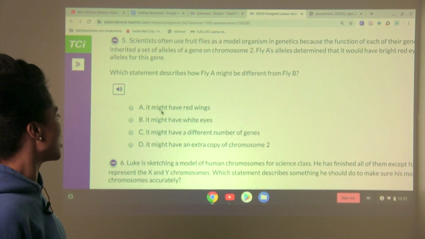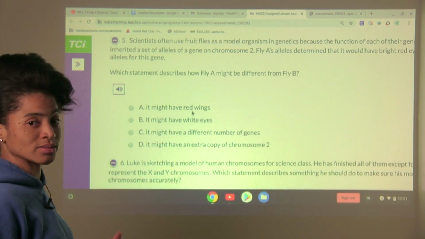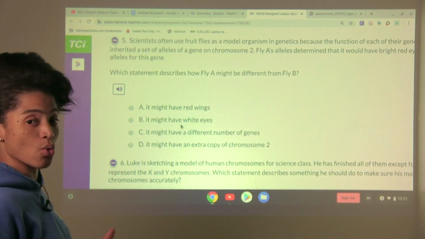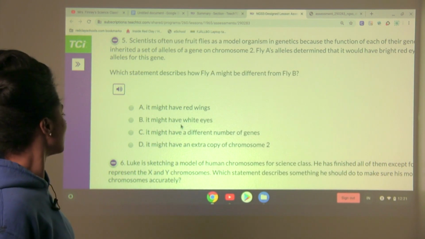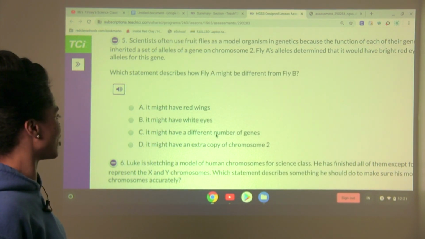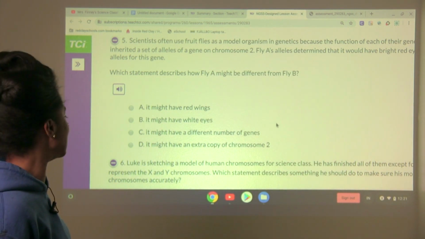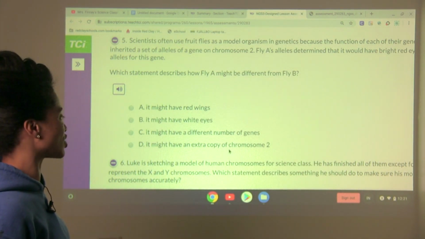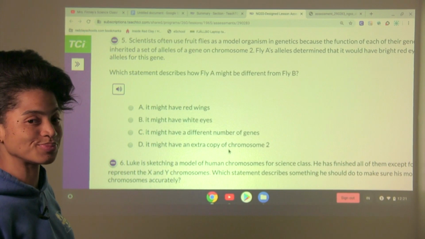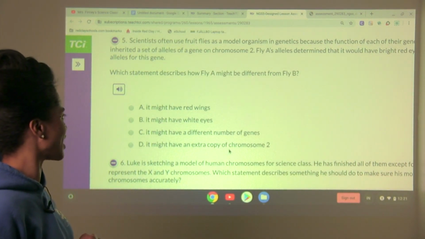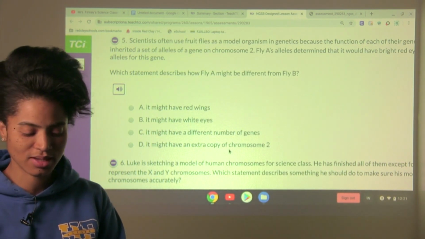A, it might have red wings. B, it might have white eyes. C, it might have a different number of genes. D, it might have an extra copy of chromosome 2. What's your thought? Which statement describes how fly A might be different from fly B?